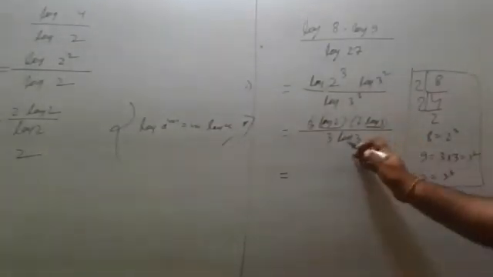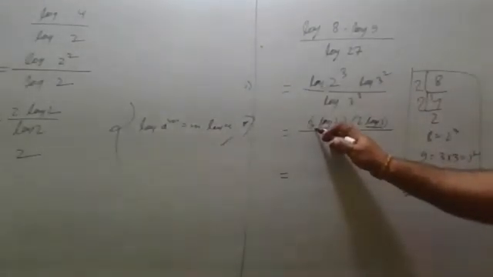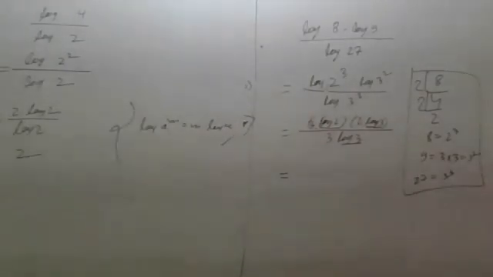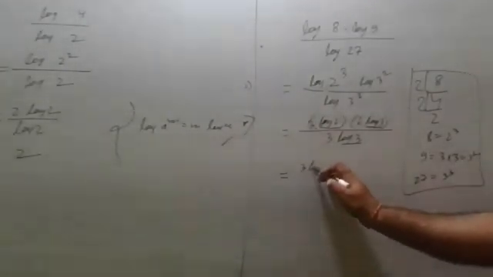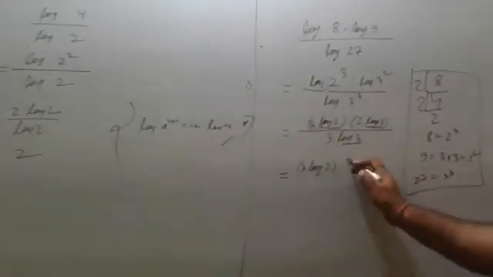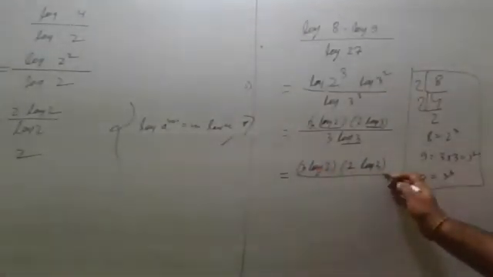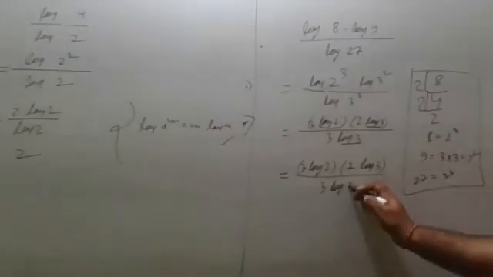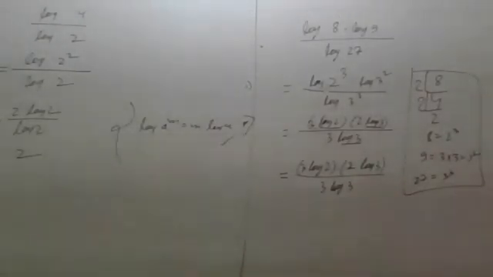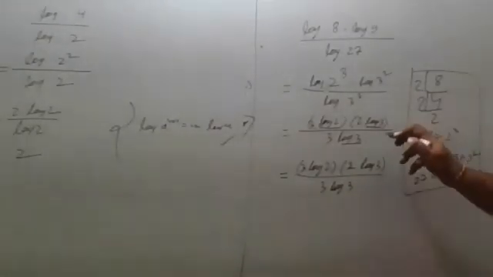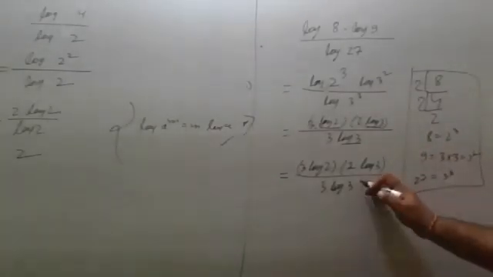Log 3 will be cancelled by log 3, and this coefficient 3 will be cancelled by 3. So if you want to cancel them by cutting them, first write them again. Don't cancel it directly. Sometimes if you make a calculation mistake, it will carry into the answer too. So leave that mistake in the same line. Now you can cut it.